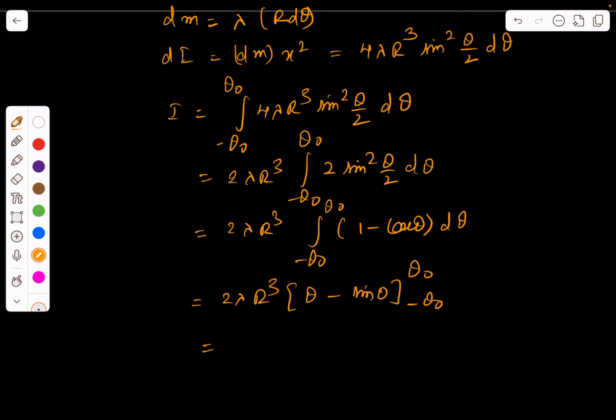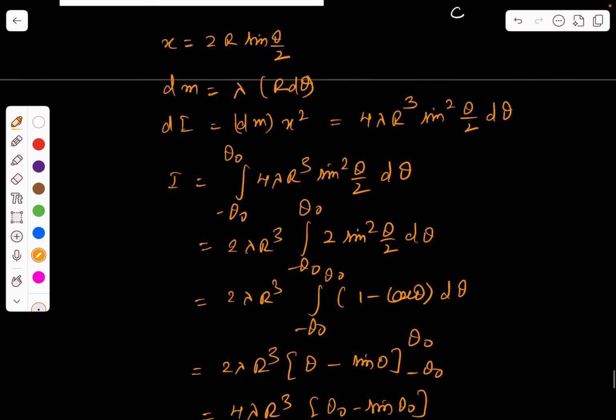So on putting the limits, we will get 4 lambda r cube and actually this will be, after putting the limits, twice of theta naught minus sine theta naught. So twice I have taken out and multiplied by 2, which is giving us 4 outside. So 4 lambda r cube multiplied by theta naught minus sin theta naught. So that is the answer to this problem.